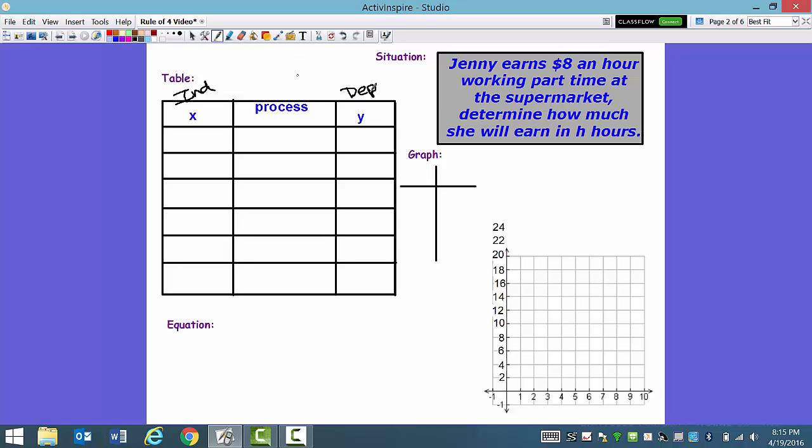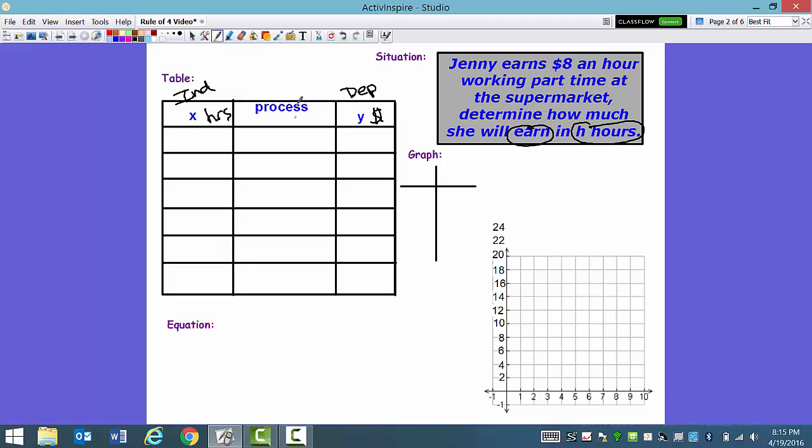So in our problem, we're comparing how much Jenny earns to how many hours she works. Which one is the independent? Which one is the dependent? Well, you have to know the number of hours she works to determine how much she's going to make. So the hours is going to be our independent, so that'll be our x. I'm going to put hours. And the money she earns will be our y. That's our dependent. You have to know how many hours she works in order to determine how much money she's going to earn.